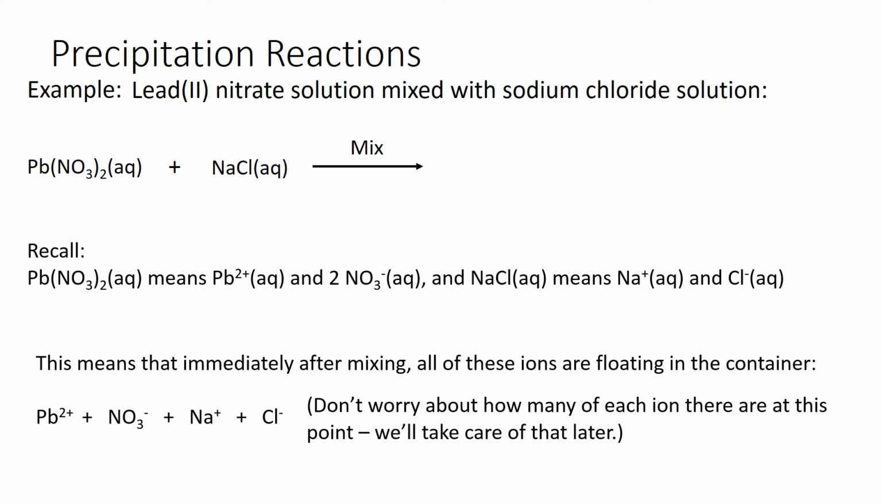And we can do that by the names. The first one listed is the lead 2 ion right here. The nitrate ion, the sodium ion, and the chloride ion. Names of ionic compounds: cation name, anion name, cation name, anion name. That's all I've done to this point. So naming, very important once again.